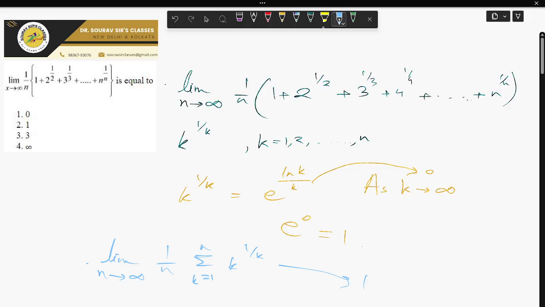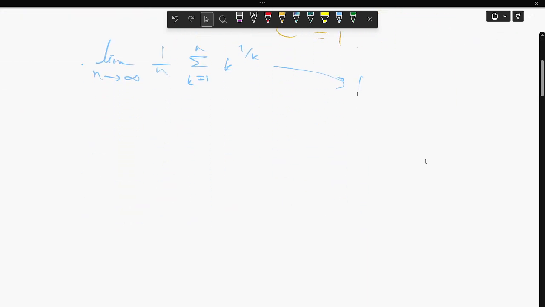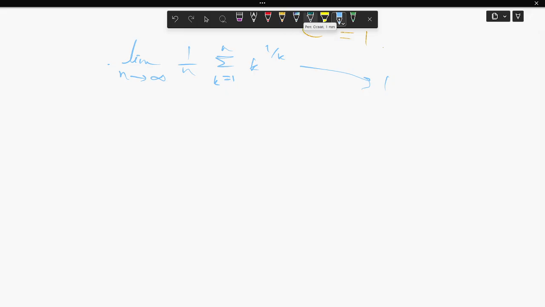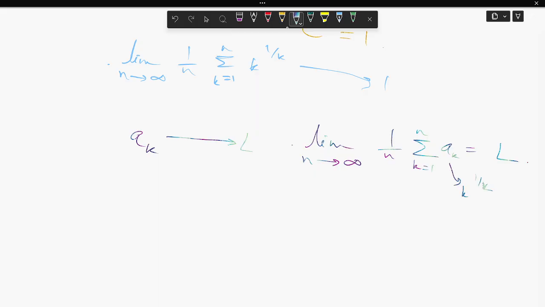Now we are going to give the formal justification. To rigorously justify this, we use the fact that if a sequence a_k converges to L, then the average of the first n terms of the sequence also converges to L. That is, limit n tends to infinity of 1 upon n times the summation k equals 1 up to n of a_k has to be also L. Hence our a_k is equal to k to the power 1 by k, and L is 1.